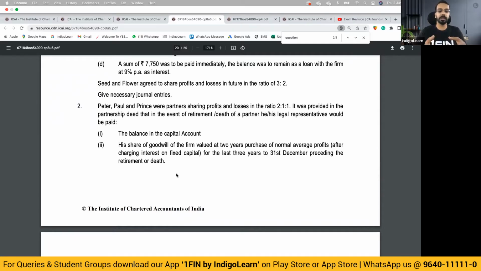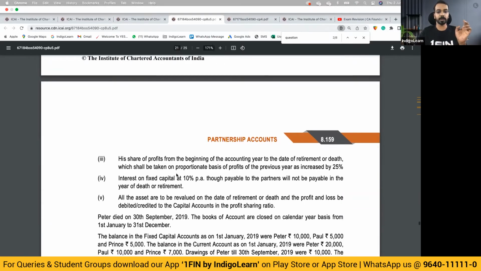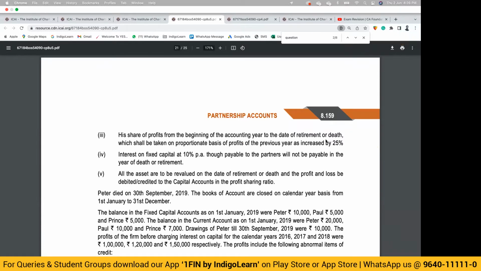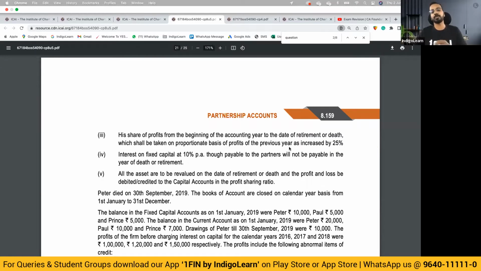So say for example, if the partner dies in the current year 2022, you have to consider till 31st December of 2021. Okay. His share of profits from the beginning of the accounting year to the date of retirement or death, which shall be taken on proportionate basis of profits of the previous year, increased by 25%. Now, a simple statement: whatever is the previous year's profit, you will increase that by 25%, and proportionate share, and also on the basis of time, you will consider the share in profit.